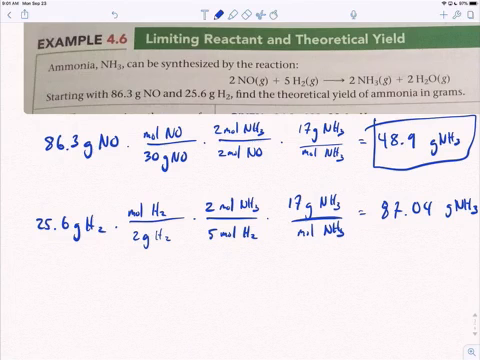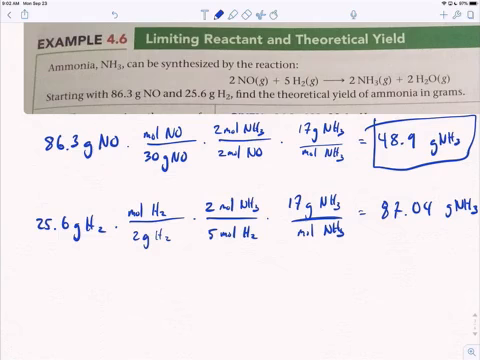Then by dimensional analysis, we get about 50 grams of ammonia. For the other one we get about 90 grams of ammonia. You pick the lower one. 48.9 grams of ammonia is the theoretical yield, and that's based off of this limiting reagent here.